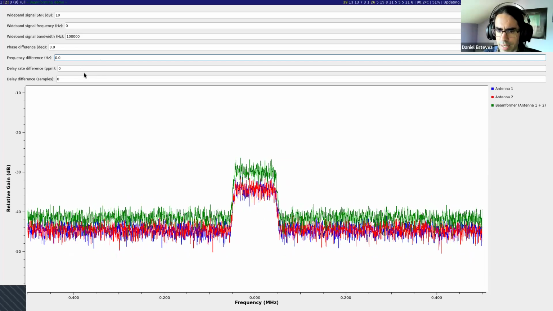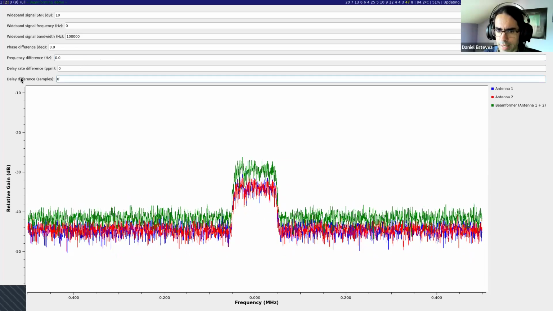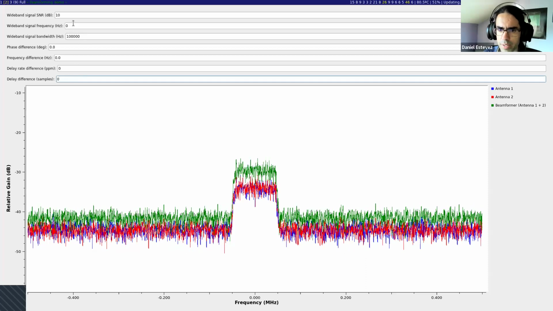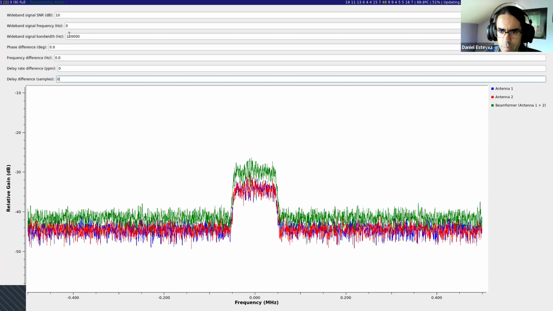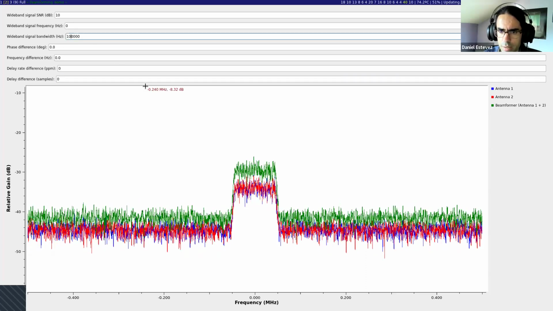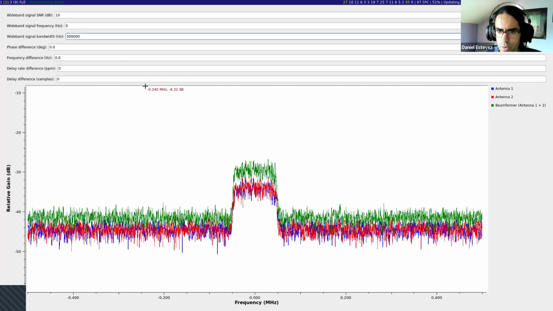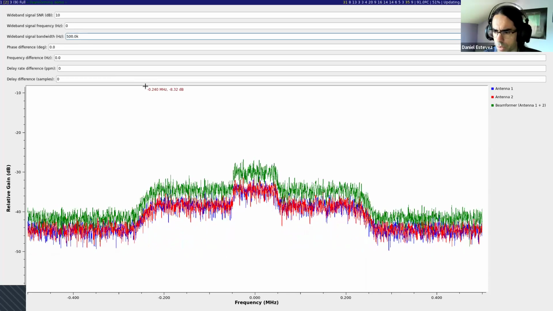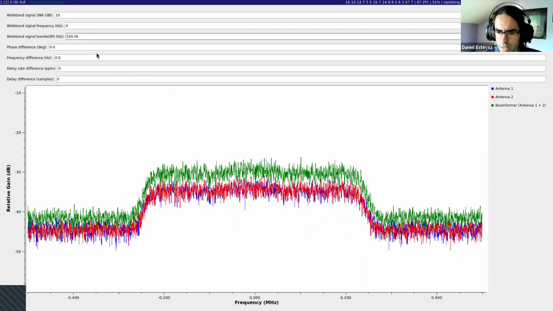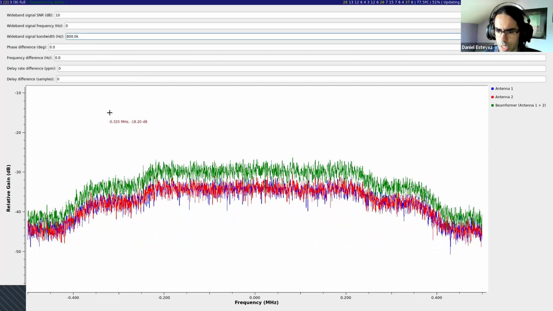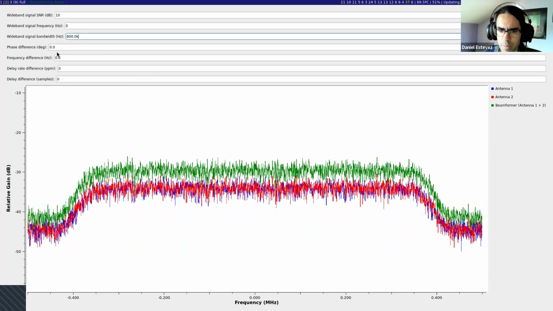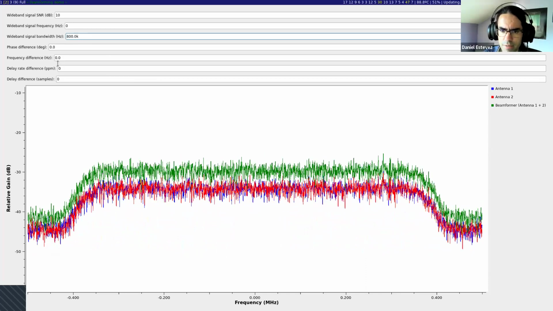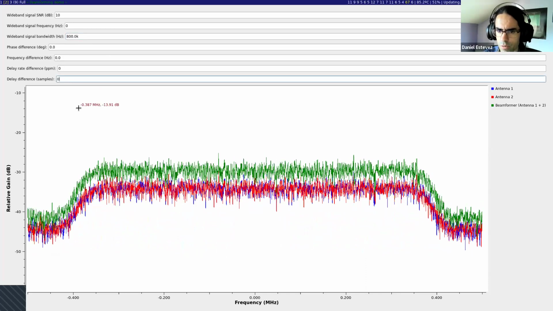And then finally, let me show a delay difference. But to do that, I'm going to increase the signal bandwidth because it will be clearer in this way. Let's put maybe 500, even 800, so that it almost occupies everything. So this is my signal, and I'm going to say what happens if I put a delay difference of one sample.